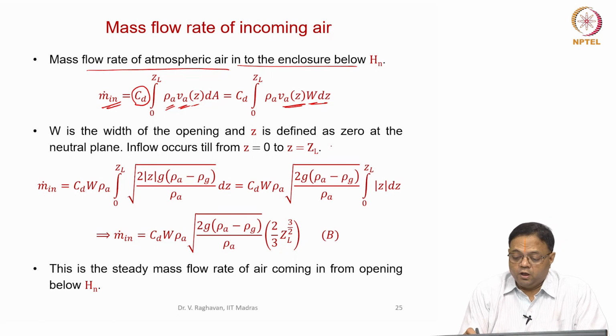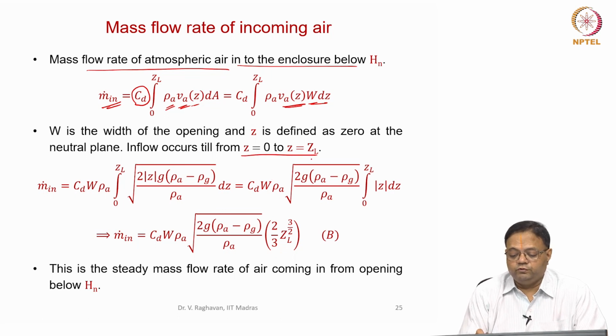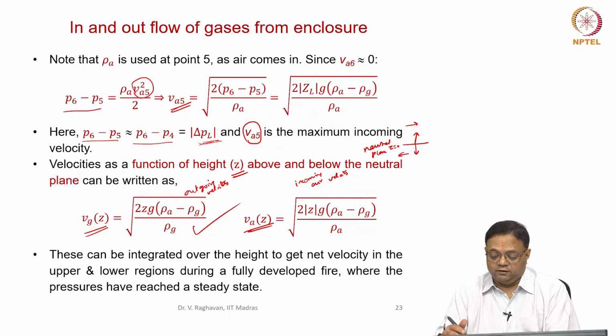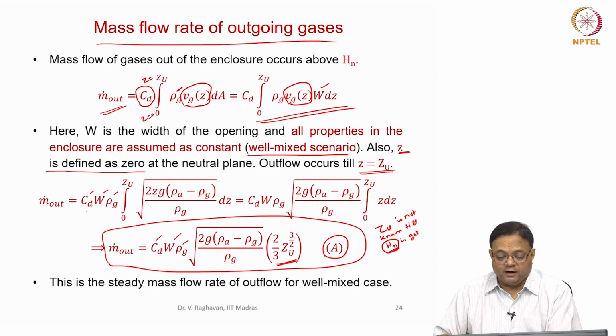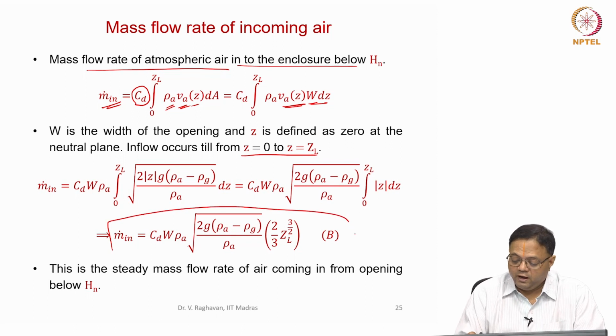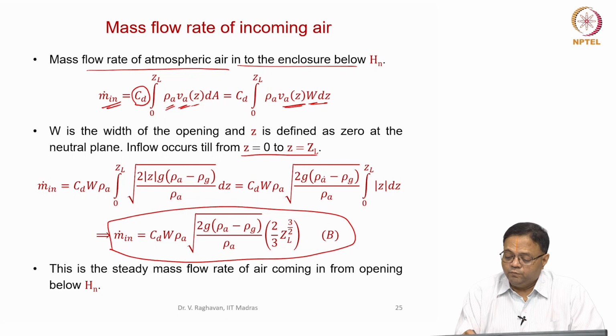Now Z is defined as 0 at the neutral plane, and inflow occurs from Z equal to 0 to Z equal to ZL. Now plug in the expression we have got for Va here, so that I can get the expression for the mass flow rate of the air coming into the compartment. They are exactly the same procedure. The only thing is here I am trying to take the magnitude of Z because it is negative. So CD W rho A integral of 0 to ZL under root 2 Z g (rho A minus rho G) by rho A dZ.